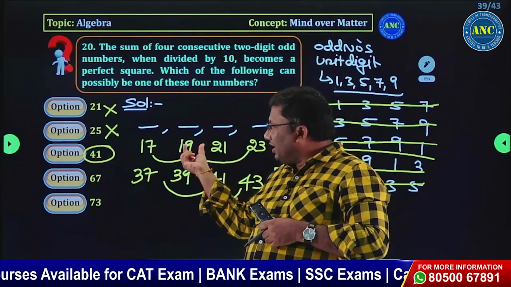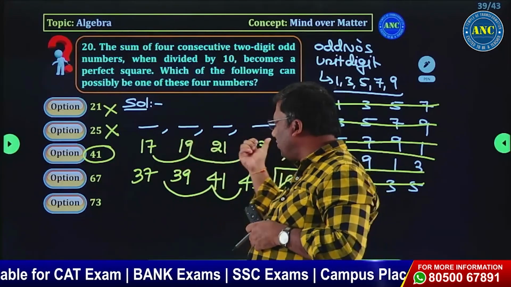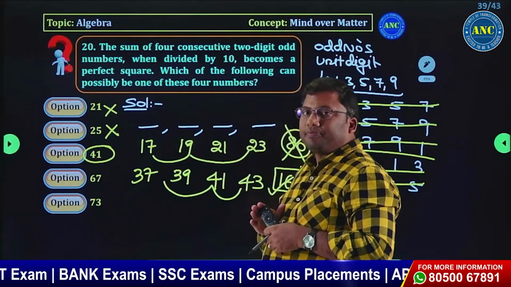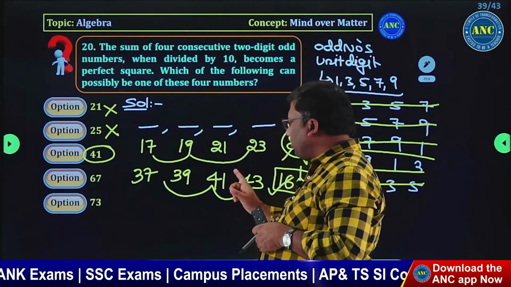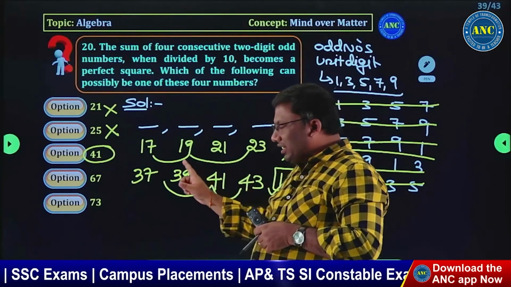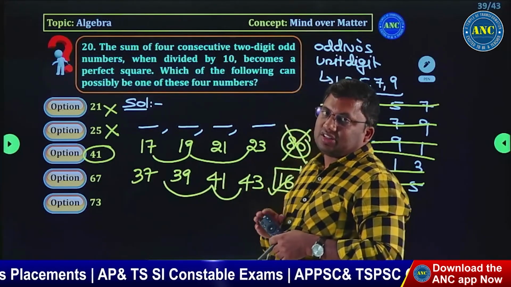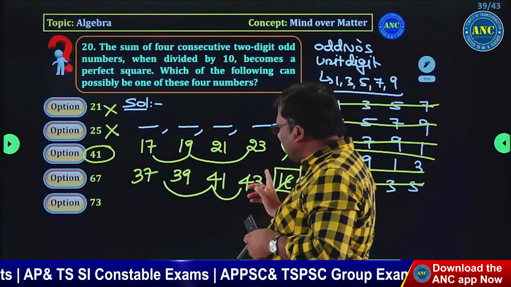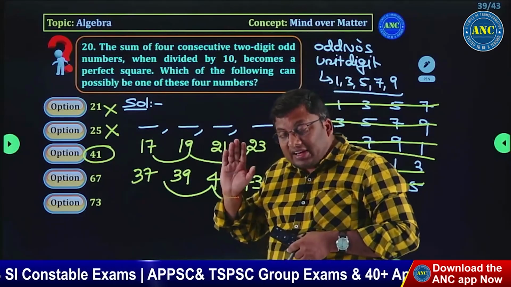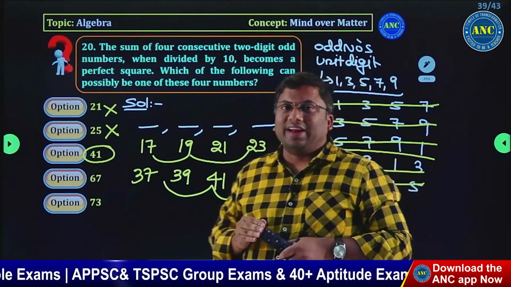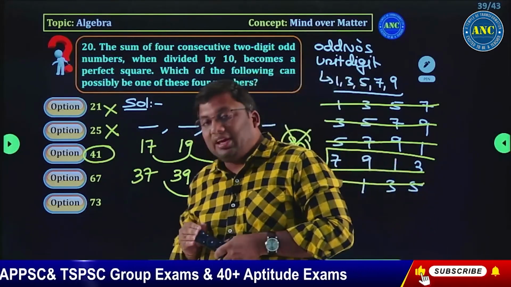21, 19. Odd numbers, right? 17, 23. Sum is 80. Not possible. 41, 43, 37, 39. 76 plus 84, 160. 160 divided by 10, 16. It is a perfect square. The answer for this question is option C, 41.